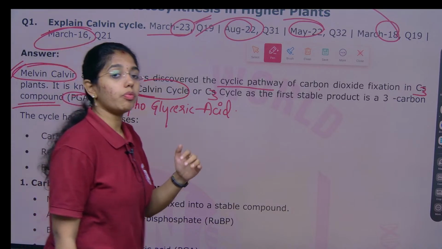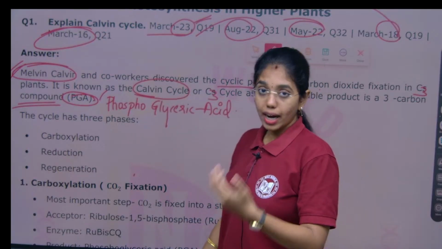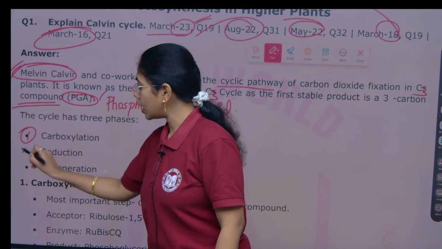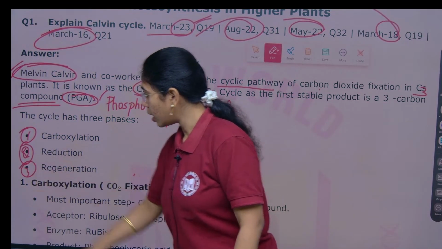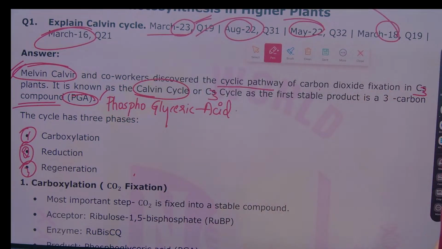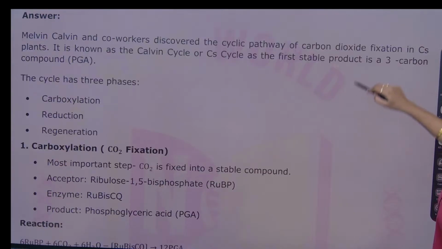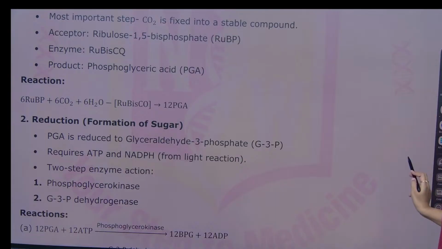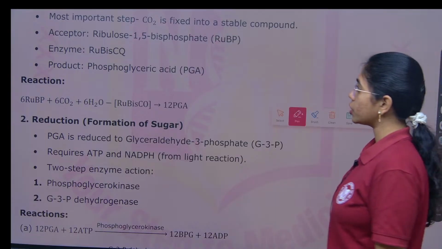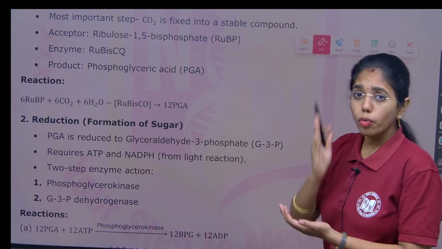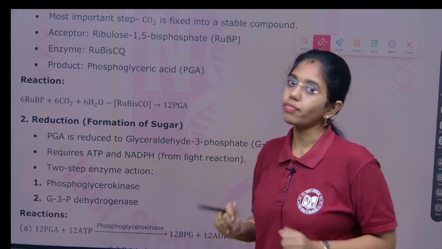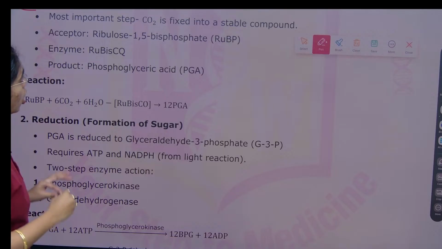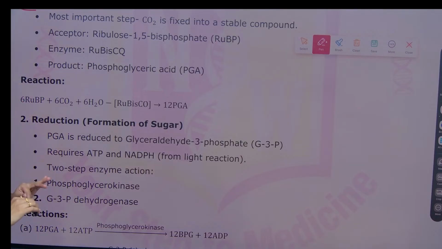Now the next step you have to explain in your answer is that the cycle takes place in 3 phases. First is what? Carboxylation, second is reduction, third is regeneration. First you see carboxylation. Carboxylation is also known as carbon dioxide fixation. This is the most important and most crucial step of the Calvin cycle.